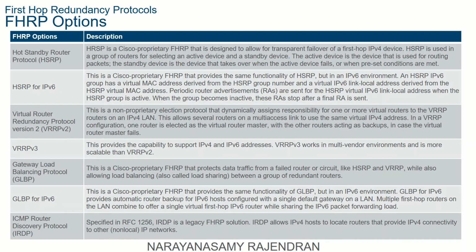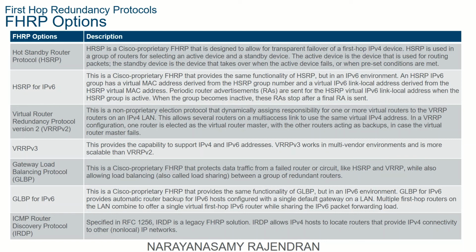Now we move on to VRRP version 3. VRRP version 3 provides the capability to support IPv4 as well as IPv6 addresses. So this is a major difference. VRRP version 3 works in a multi-vendor environment and is more scalable than VRRP version 2. We move to the next option, GLBP, Gateway Load Balancing Protocol. This is a Cisco proprietary FHRP that protects the data traffic from a failed router or circuit like HSRP and VRRP, while also allowing load balancing, also called load sharing, between a group of redundant routers.